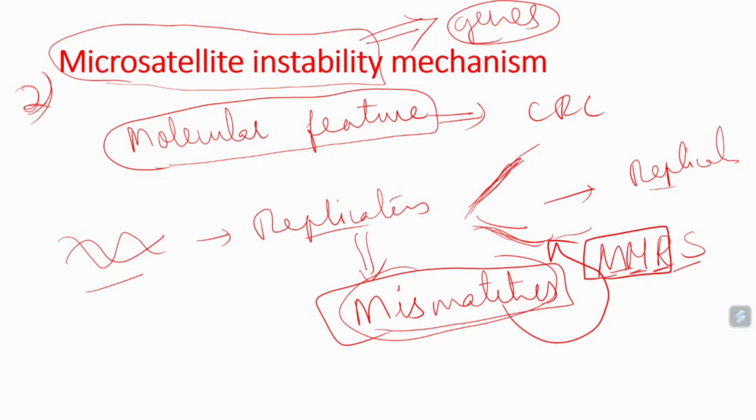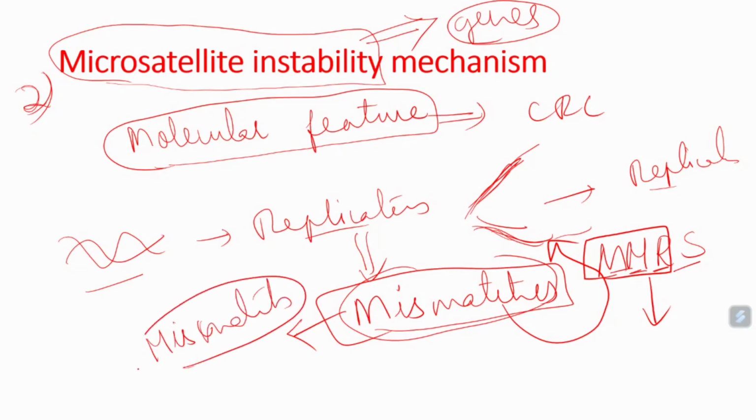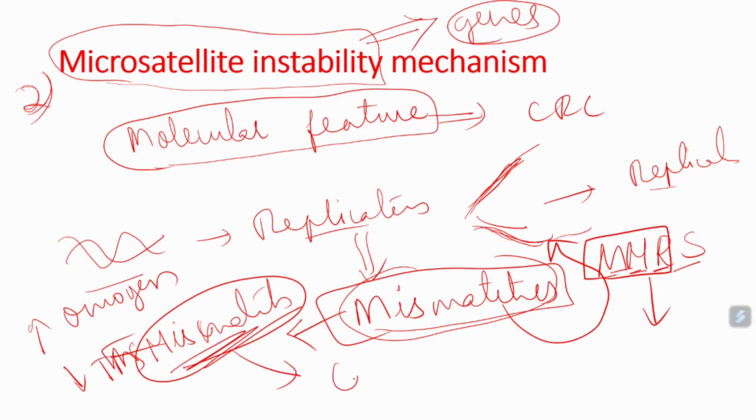When mismatch repair system deficiency is seen, mismatch repair is stopped. With that, mismatches are not repaired, and due to these mismatches, there will be increased activity of oncogenes and decreased activity of tumor suppressor genes, and with that it will cause colorectal cancer. Simple. Actually, I'll try to make it easy for you.